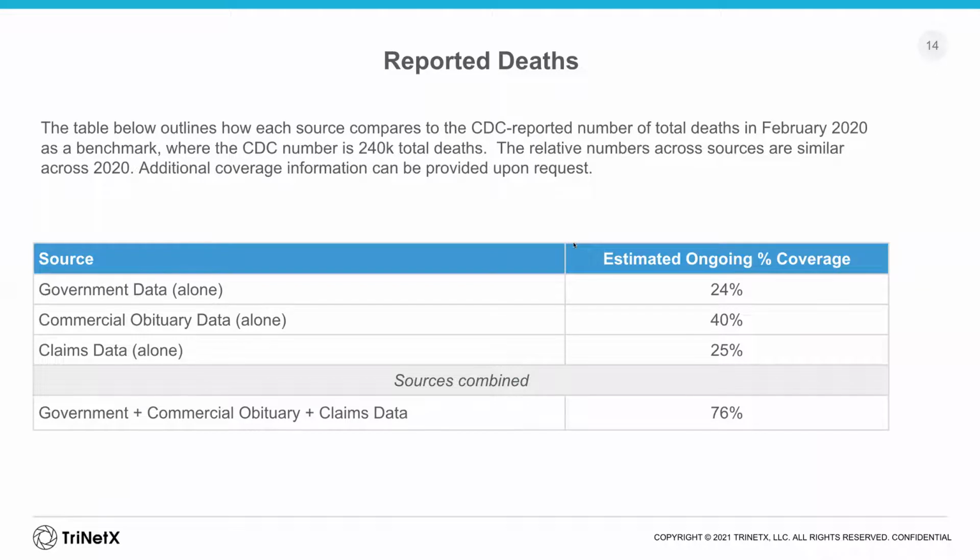So here's a breakdown of the coverage per source in more detail. And the numbers on this page are for February 2020, but are similar across other months and years. And the main thing to notice here is that no source by itself has adequate coverage. And where you're getting the most value is when you're able to link all those data sets together and use them as a joint mortality data source.